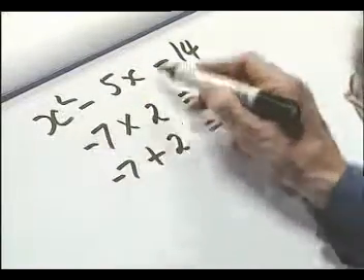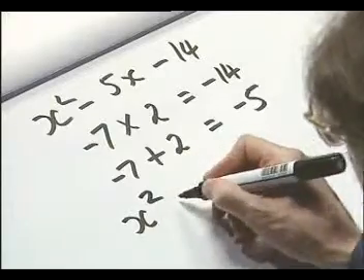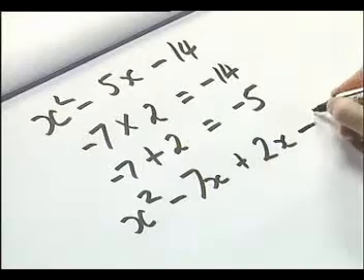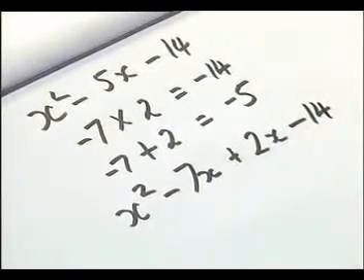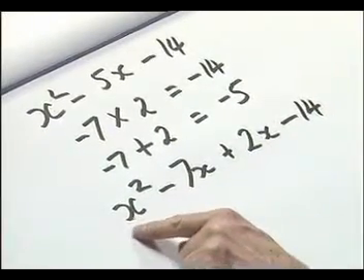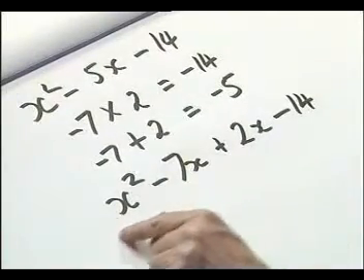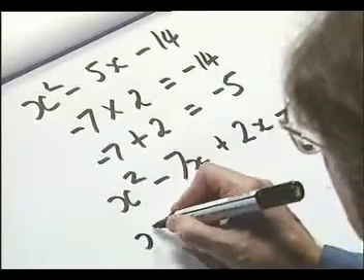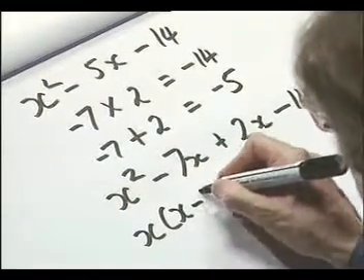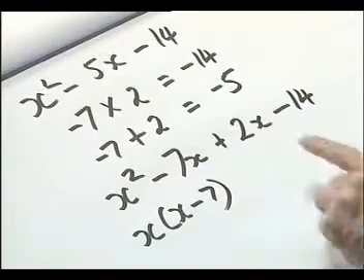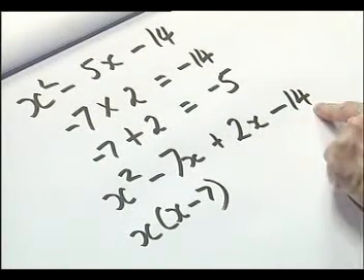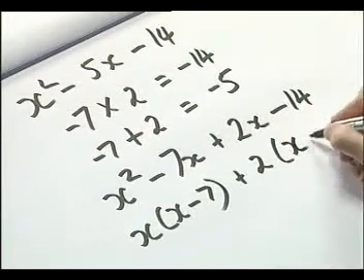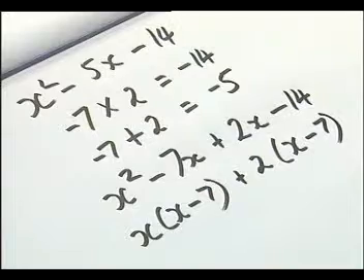So let's break down this minus 5x as minus 7x plus 2x. And let's not forget the minus 14 that we had. Again, let's look at the front two terms. Common factor, yes, it's x. Take that out: x minus 7. And here, a common factor of plus 2. Let's take that out, and x minus 7.